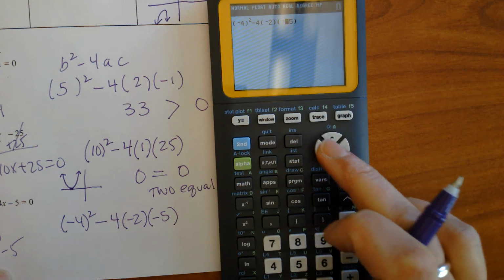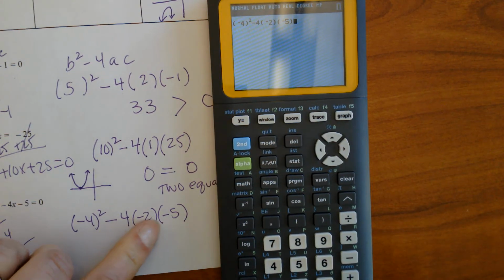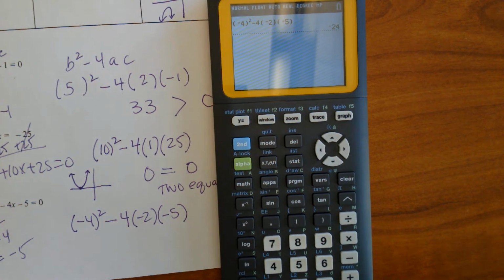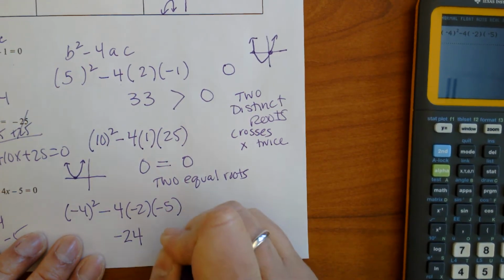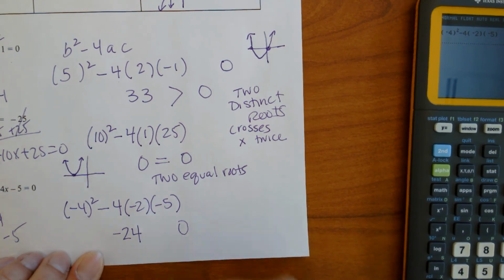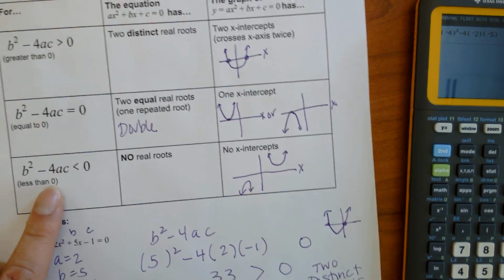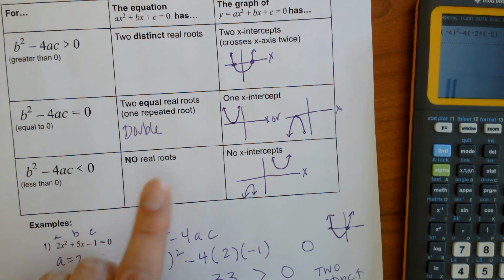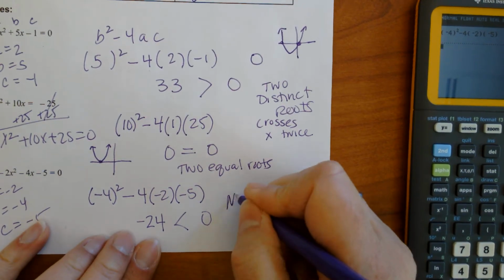Whoops. And is that right? Good. My parentheses, my negative signs are all equal. Enter. -24. You probably guessed this was going to be a -1. We're comparing that to 0. -24 is definitely way less than. So let's go up. Less than 0. No roots. No x-intercept. So we're going to write no roots.